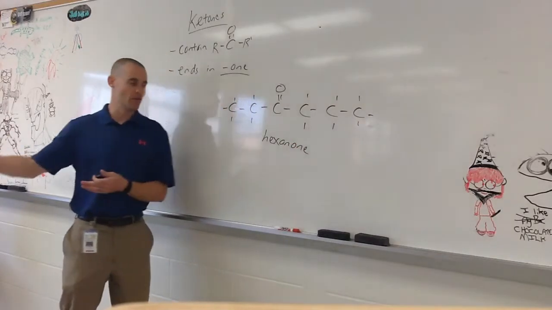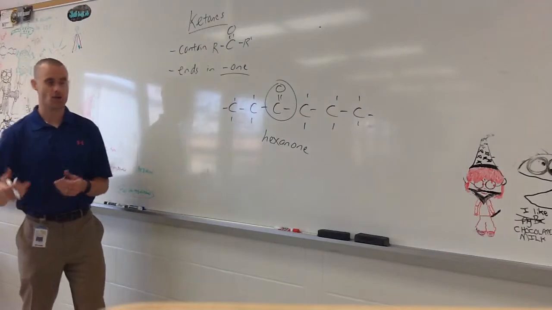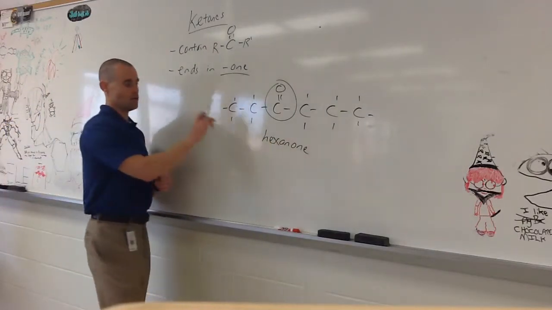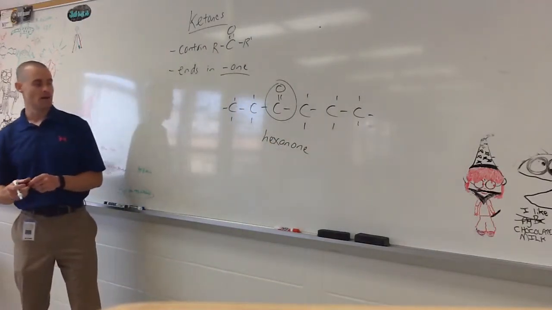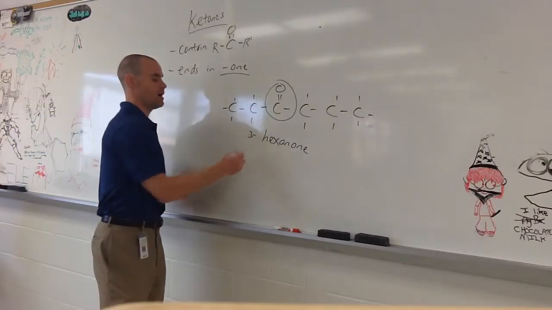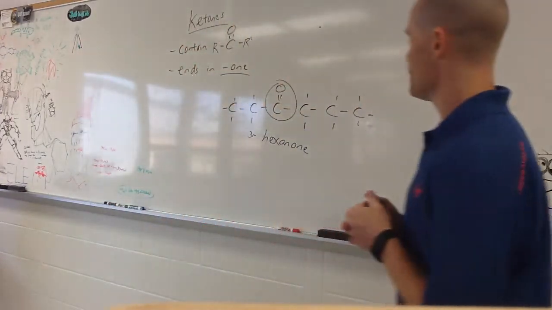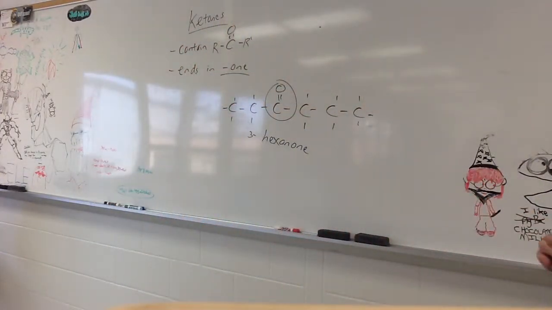Now how do you know that? Here's why. This is here. Okay? If you see that, that means it's a ketone. What does that mean? It ends in O-N-E. So we know it's hexanone. Althea, what carbon is that? Third. So it's 3-hexanone. That's the name of that example on the board. 3-hexanone.